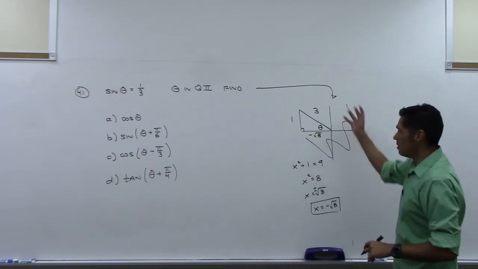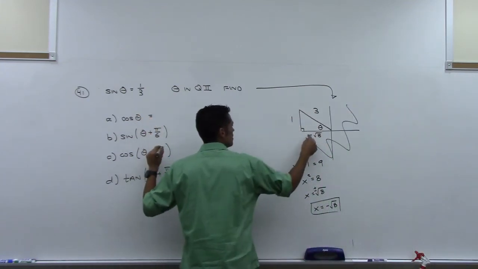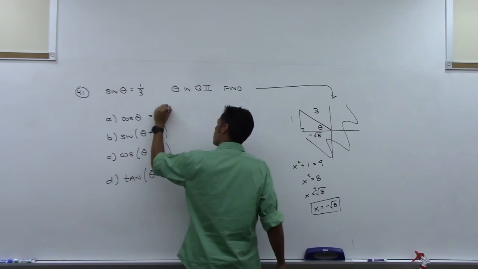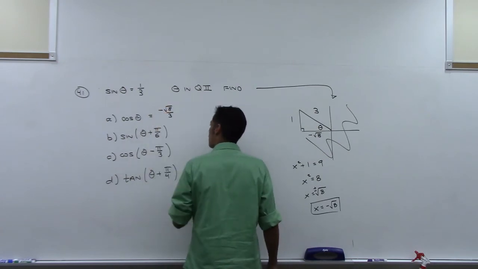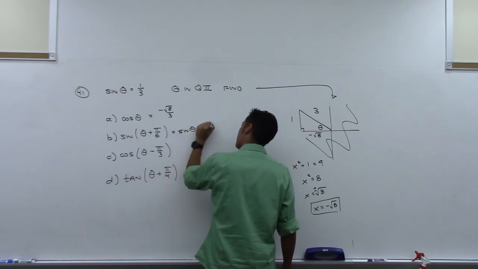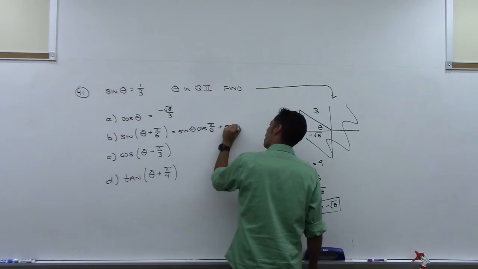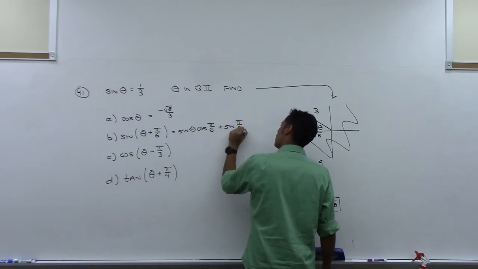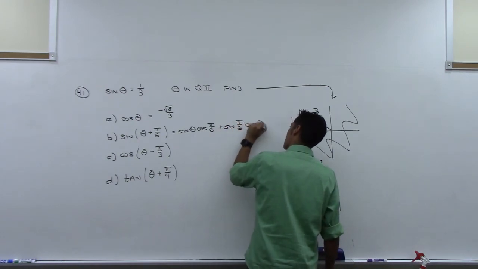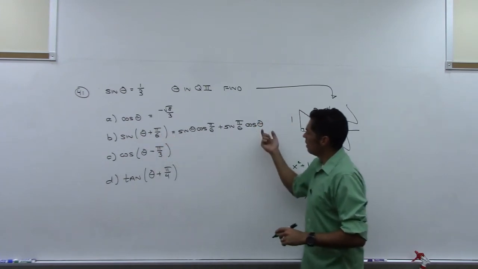And now I know all the different trig functions. So what is cosine of theta? Well, it's this over this, so negative root 8 over 3. Okay, so this is sine theta cosine pi over 6 plus sine pi over 6 cosine of theta. So I'm just using the sum formula.